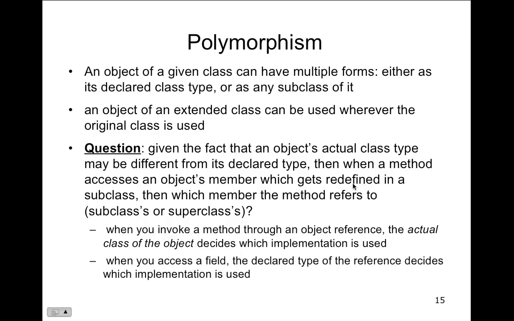Do we want to do the question? Given the fact that an object's actual class type may be different from its declared type, when a method accesses an object member which gets redefined in the subclass, which member does the method refer to, the subclass or the superclass? Depends on which one you call. When you invoke the method through the object reference, the actual class of the object decides which implementation is going to be used, depending upon what you've done in terms of overriding or overloading. So it's going to make its own determination dynamically.